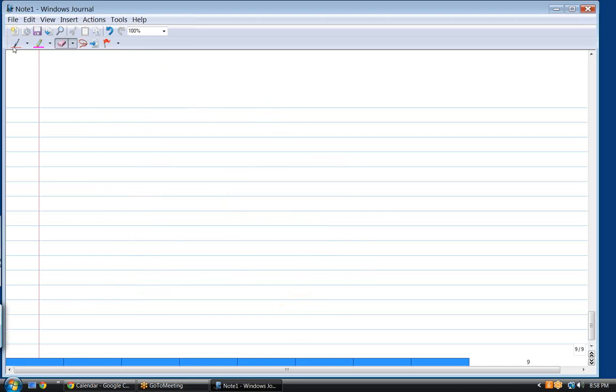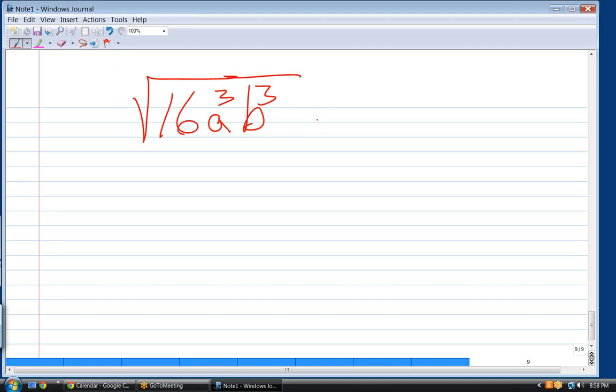All right, what else you got? It says simplify the expression: the square root of 16, a to the power of 3, b to the power of 3. That's all under the square root. It's very similar. We had one at the very beginning that was 9 instead of 16, but it was the identical problem. In other words, the problem we started out with was this one. Remember?